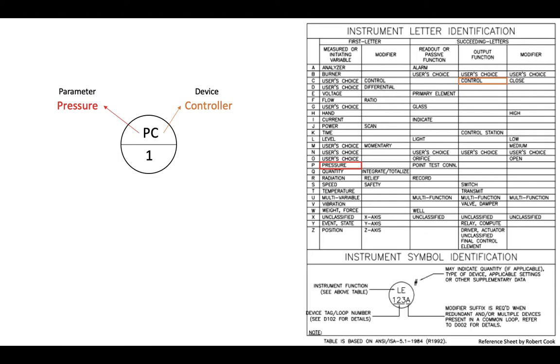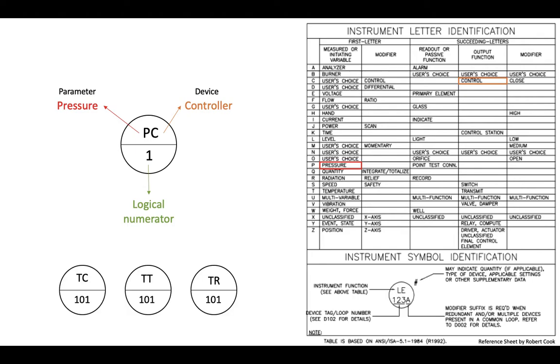The number below describes the logical numerator. There can be more than one pressure controller in a process, so giving each one a number helps to tell them apart. A feedback loop is represented when different instruments have the same logical numerator. For instance, the temperature controller, the temperature transmitter, and the temperature recording belong to the loop 101.